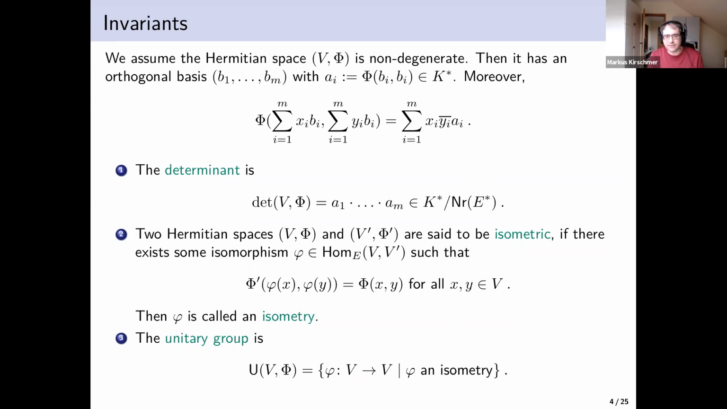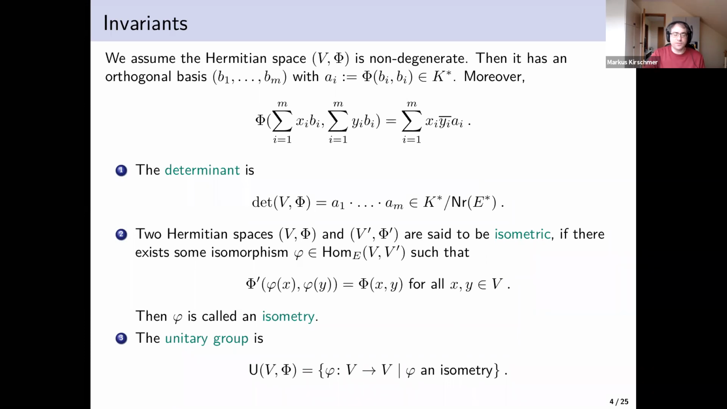Now, there are certain invariants associated to such a form, and the first invariant is the determinant. That's just the product of the a_i. That's, of course, a non-zero element in K, and it's only well defined up to norms, simply because I can rescale b_1 by some constant, and then this would change the a_i by the norm of the constant. So of course, it's only well defined up to the norm.